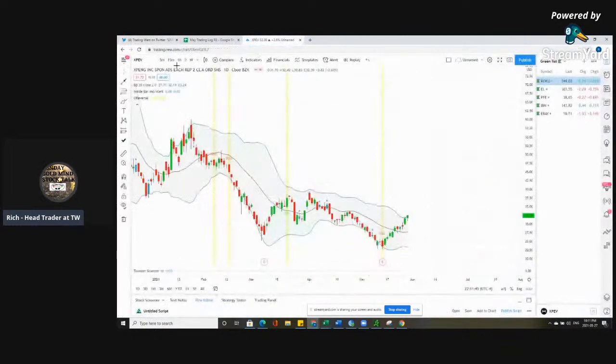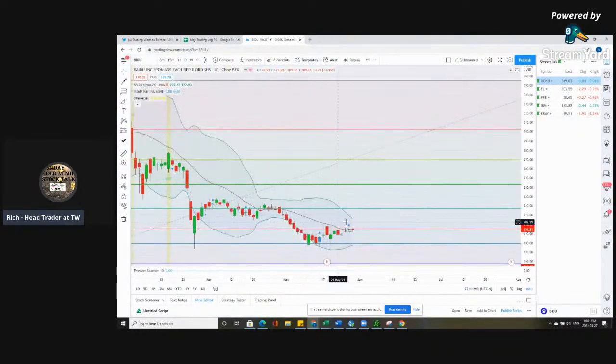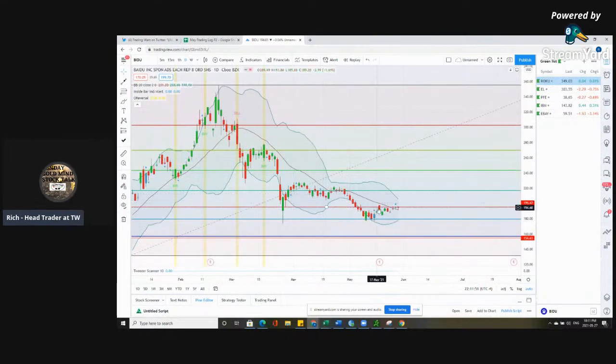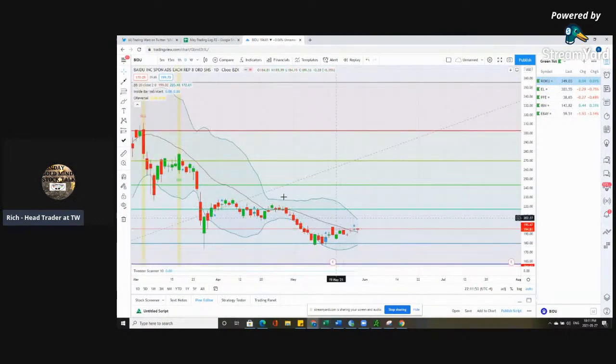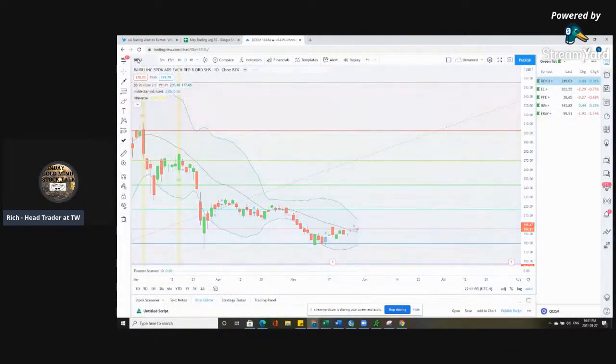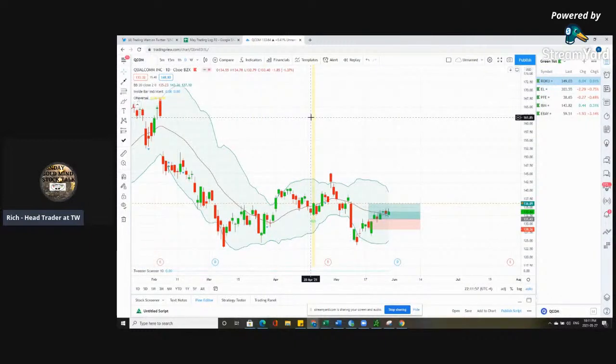Apple, we did that. Baidu, QCOM. Baidu. Inside day, it's too tight, too tight. Look at this candle. Look at these candles. It's not worth your time. Okay, you're gonna get trapped. You're gonna get stopped out.